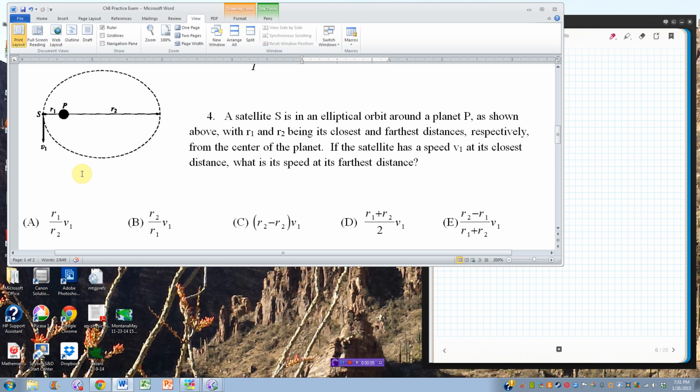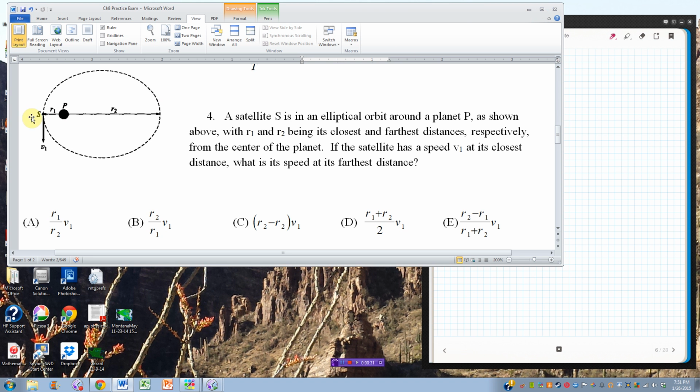Chapter 8 practice exam, number 4. This is a multiple choice problem. We've got a satellite S in elliptical orbit around planet P, as shown, it should be to the left. It used to be above. I moved it to save space. R1 and R2 being closest and farthest approaches, respectively, from the center of the planet. Satellite has a speed v1 at its closest distance. I want to know what the speed is at its farthest distance.